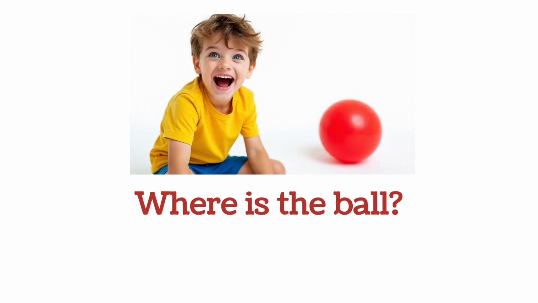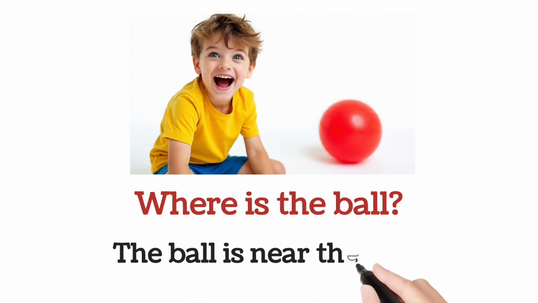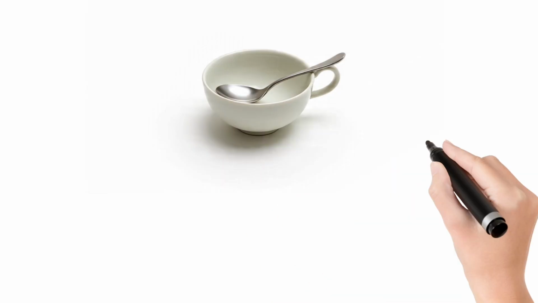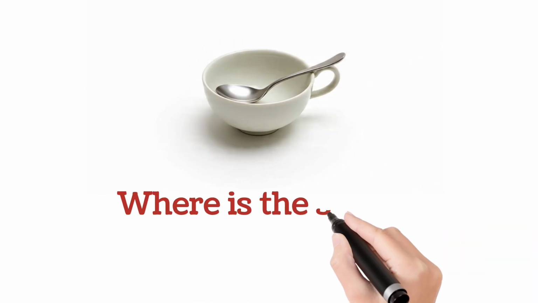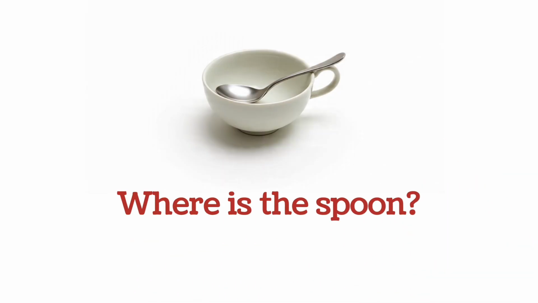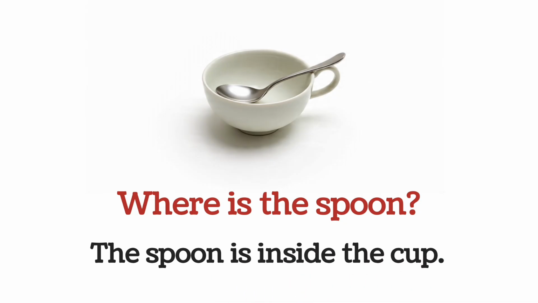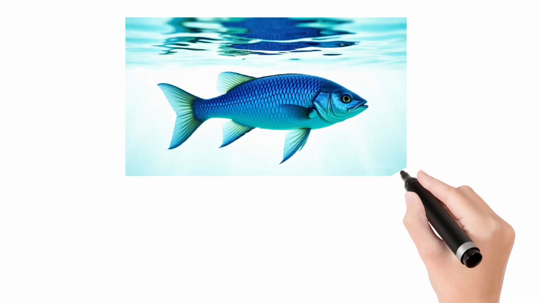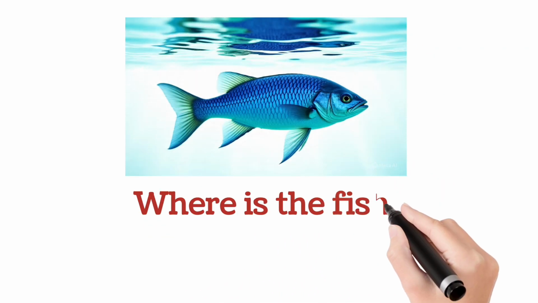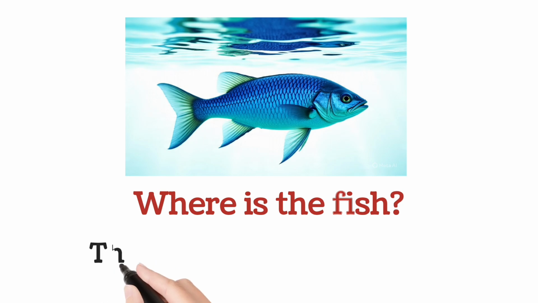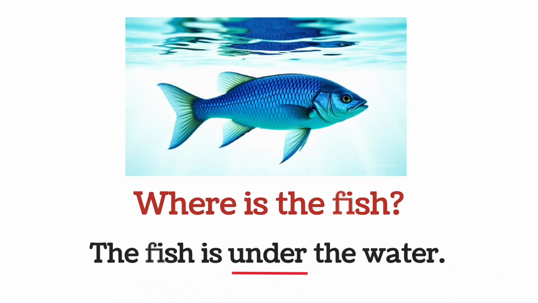Where is the ball? The ball is near the boy. Where is the spoon? The spoon is inside the cup. Where is the fish? The fish is under the water.